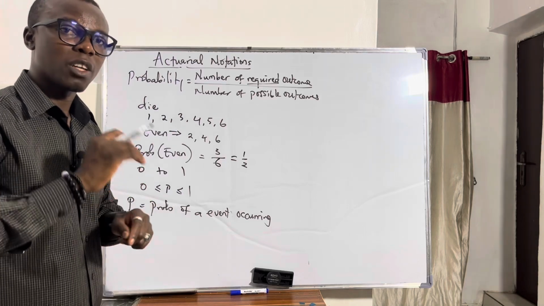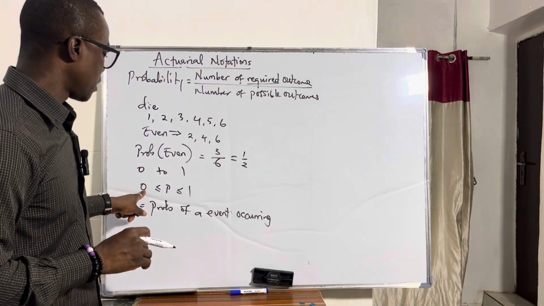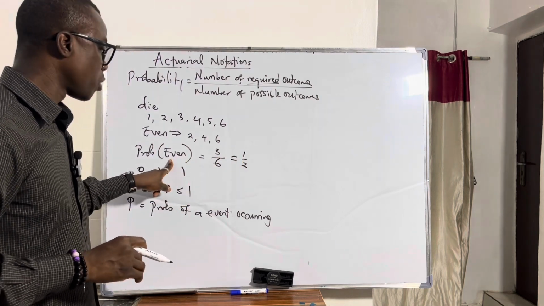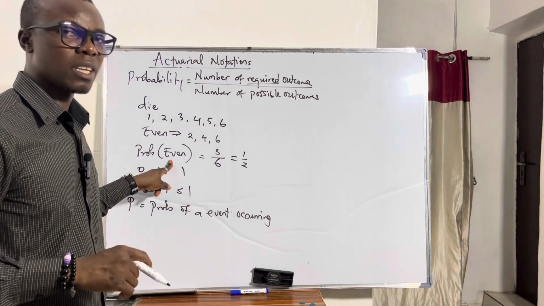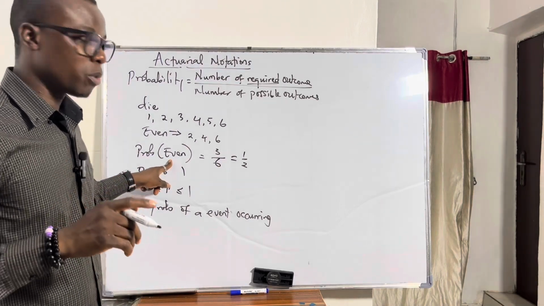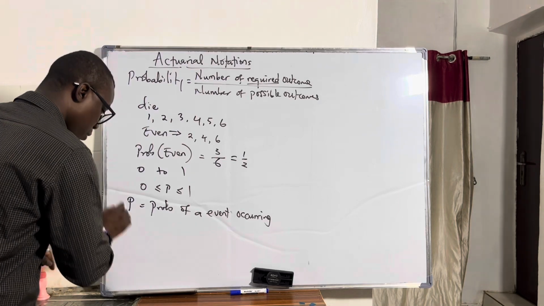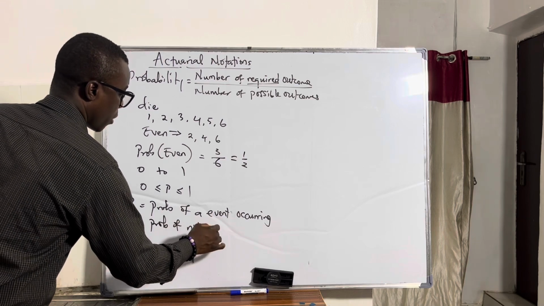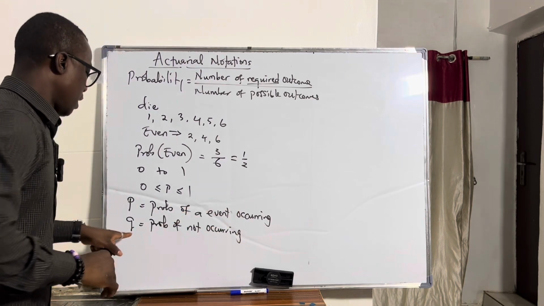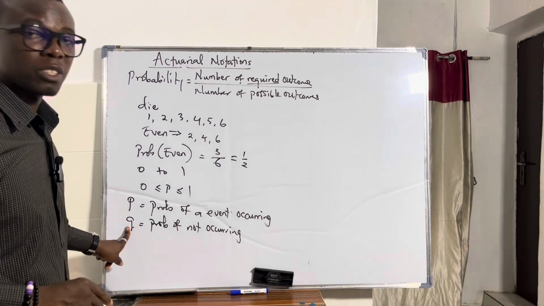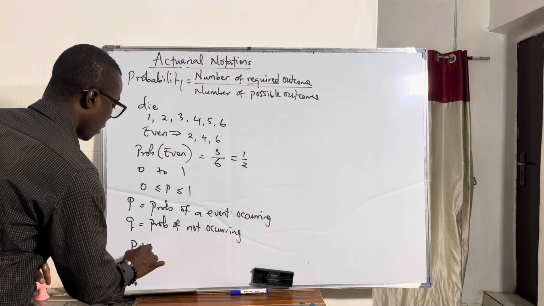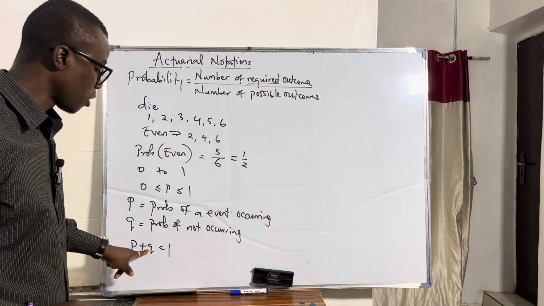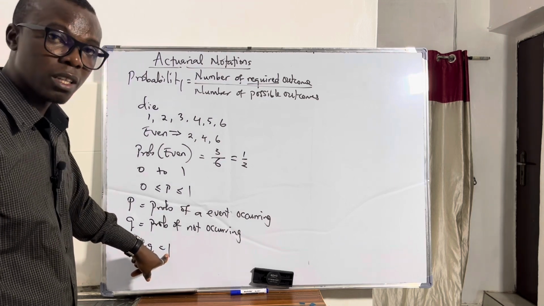Then what's the probability of it not occurring? Since we said that probability takes numbers from 0 to 1, if 1 over 2 is the probability of having an even number, then what is the probability of not having an even number? We are going to say Q is the probability of it not occurring. So if P is the probability of an event occurring and Q is the probability of it not occurring, when we add them together, it should give us a total of 1.